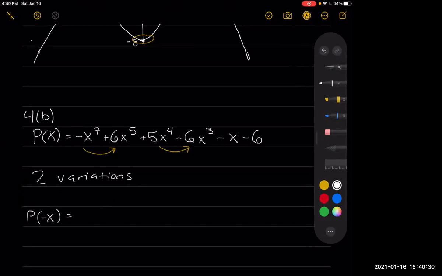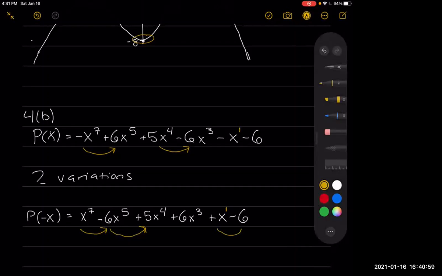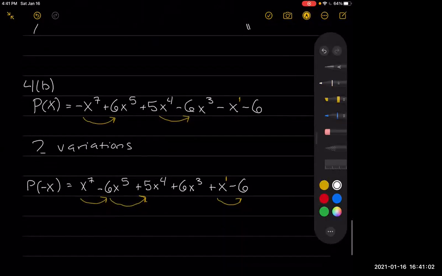So then we will have an x to the 7th minus 6x to the 5th plus 5x to the 4th plus 6x cubed plus x minus 6. Because remember, there's like a little secret 1 on our x's. Okay. So we have a variation here, a variation here, and a variation here. So that's 3 variations.